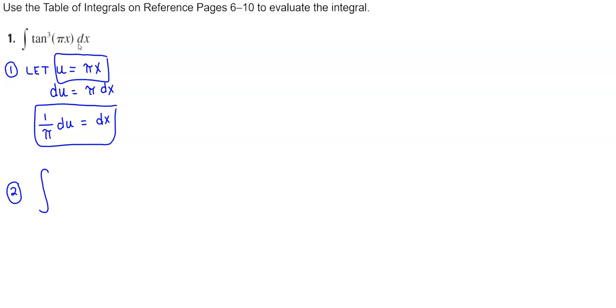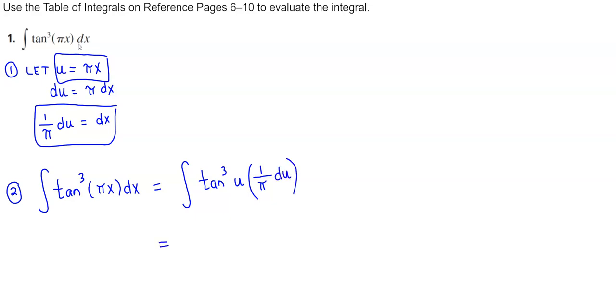So we have the integral of tangent cubed pi x dx. And now let's apply our substitution. That means now we have tangent cubed u times 1 over pi du. So we can factor out the 1 over pi and then integrate the tangent cubed u du.